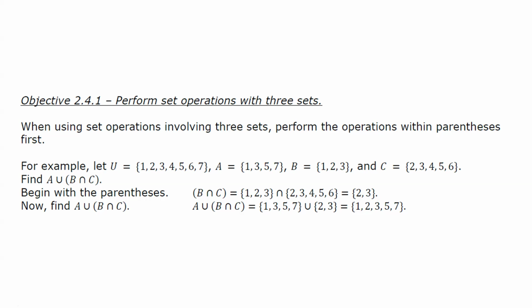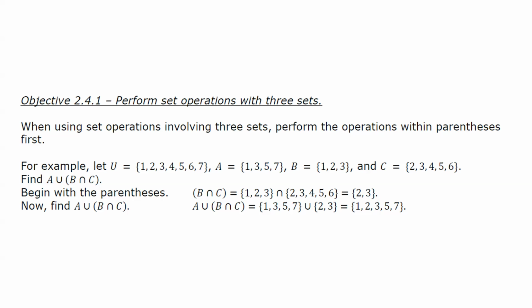So when using set operations involving three sets, perform the operations within parentheses first. For example, we're going to let the universal set be 1, 2, 3, 4, 5, 6, 7. Set A: 1, 3, 5, 7. B: 1, 2, 3, and set C: 2, 3, 4, 5, 6.